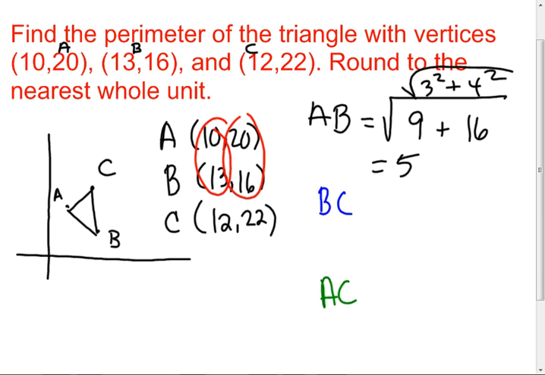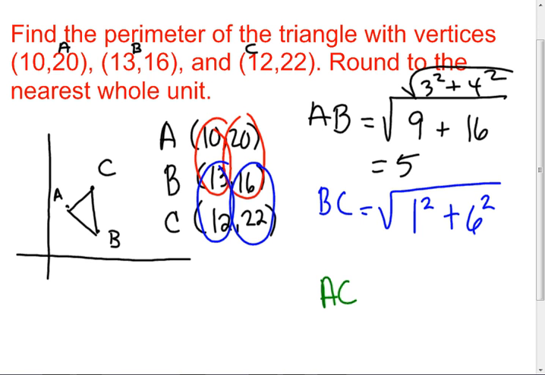Now I want to find BC. How far apart are these? 13 minus 12 is, well, I could do it, 1 squared plus. This one's not going to be a triple. I don't see a 1 up there, unfortunately. Unfortunately, it's not going to work. 16 to 22, how far? 6. Can you do that in your head? What's 36 plus 1? 37. Square root of 37. Well, obviously they're not the same.